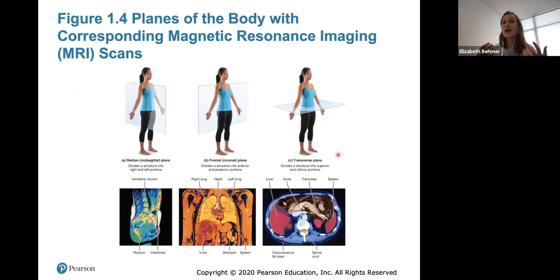So these are a look at planes of the body with corresponding MRI scans, and why it's important to understand the cuts through these planes, how we get different views and images of the organs inside your body. Taking an MRI is really helpful for looking at, for diagnostic purposes, what's going on inside of the body. If you take a median plane cut, these are the structures you would see. A frontal plane cut, these are the structures you would see. And a transverse plane cut, these are how the structures would be viewed, for example, in an MRI.